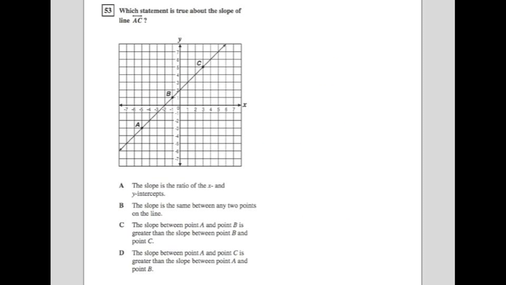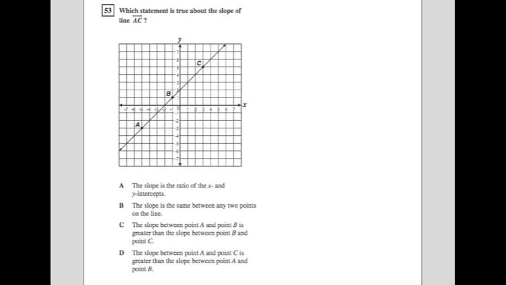Here we have 53. 53 says, which statement is true about the slope of line AC? So here we have a line. As you can see, it's a totally straight line. So let's find out which statement is true. So it says the slope is the ratio of x and y intercepts. Okay, so let's go ahead and test this out. I don't think it's true because I don't remember learning that at all. But let's go ahead and test this one out.